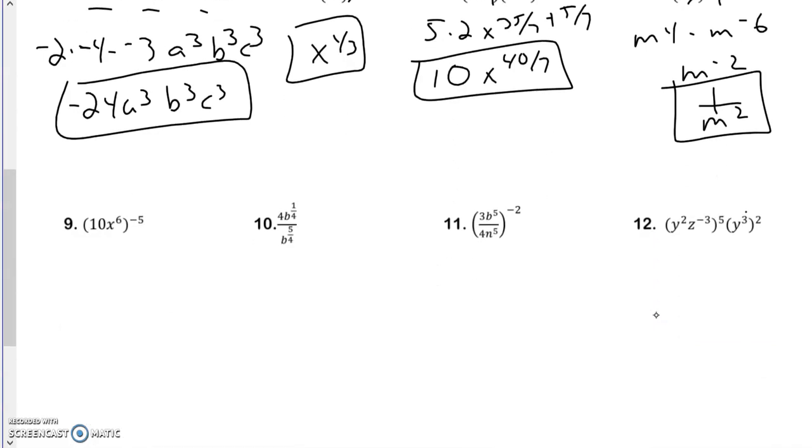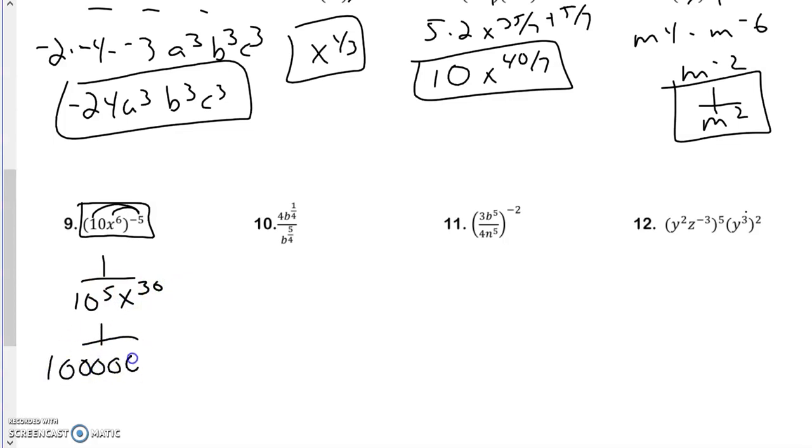Taking a look at the next one, I'm going to need to take this whole thing and move it and put it right under a 1. And then I'm also going to need to distribute. Remember, when you move it to the bottom, it becomes a positive. So it's really going to be 10 to the positive 5, x to the positive 30. Then I need to simplify this, and I know it's going to be a 1 with 5 zeros. And then I'm going to have x to the 30th. It's all going to be underneath.